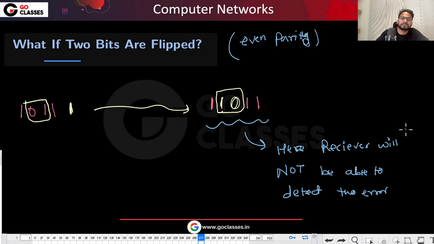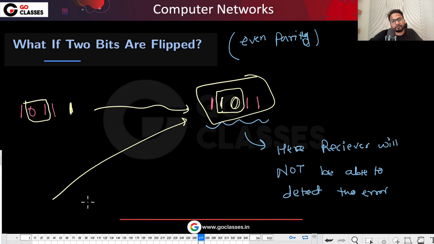Understood? So that's the problem, because this is actually a valid code word. You could have sent it, right? There is no harm in sending this. Originally you could have sent it. The receiver will think that this is the original one and there is no error, right?